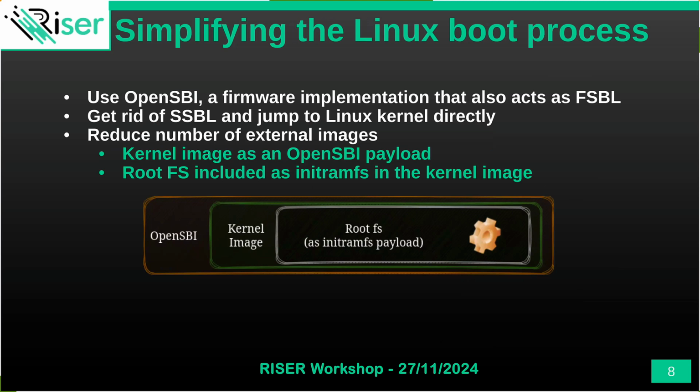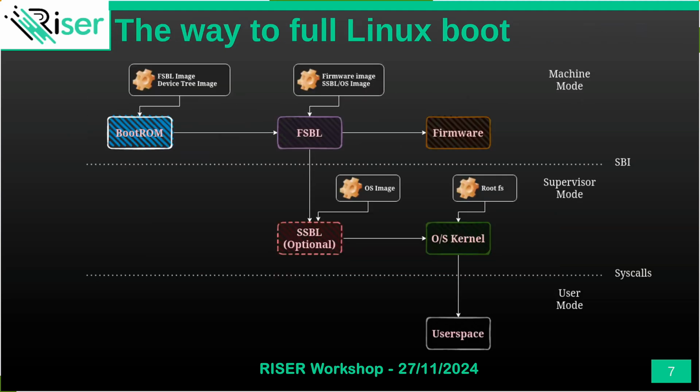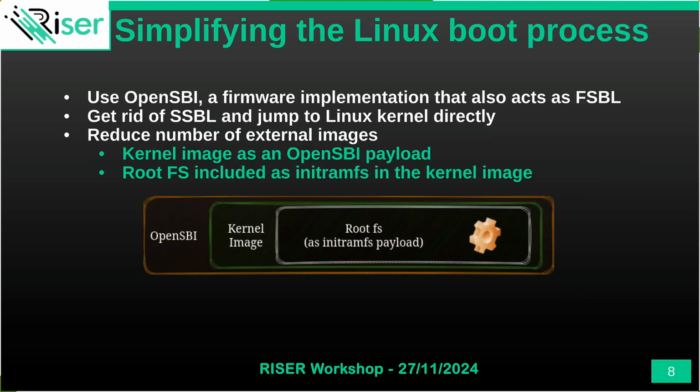So to reduce the process, we use the firmware as the first stage bootloader. These two things are combined. OpenSBI, which is the reference implementation for the firmware that implements the supervisor binary interface on RISC-V, can also be used as a first stage bootloader. This is very convenient. We don't use a second stage bootloader, no U-Boot, no GRUB, nothing like that, because we can boot the kernel directly.